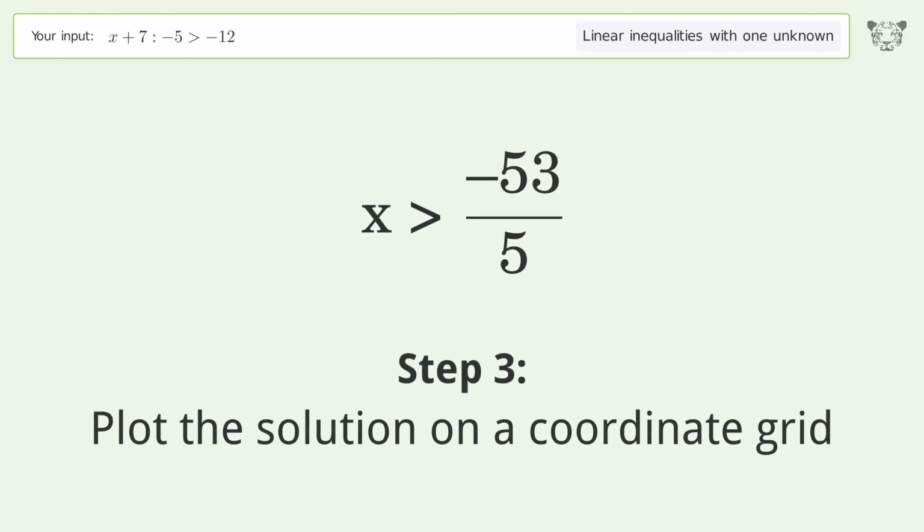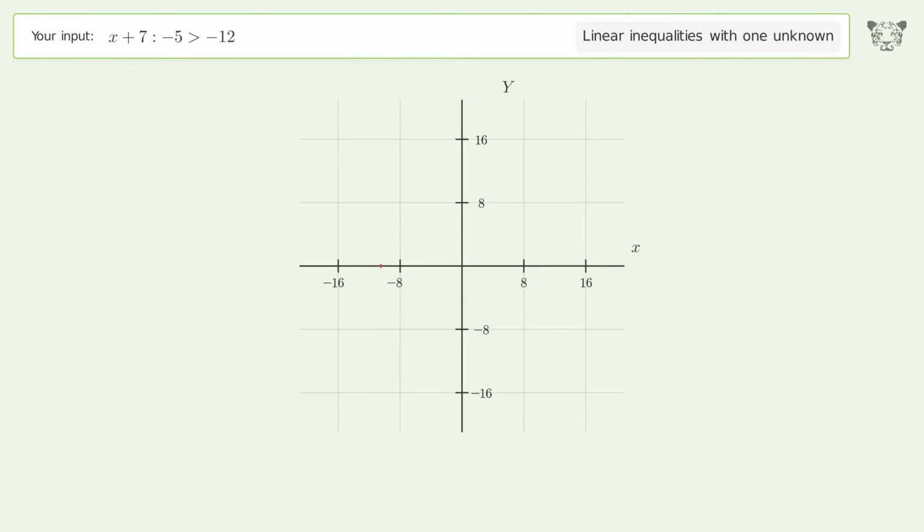Plot the solution on a coordinate grid. And so the final result is x greater than negative 53 over 5 greater than negative 103 over 5.